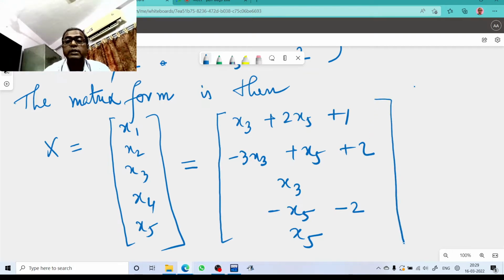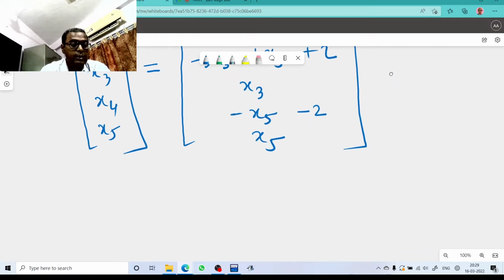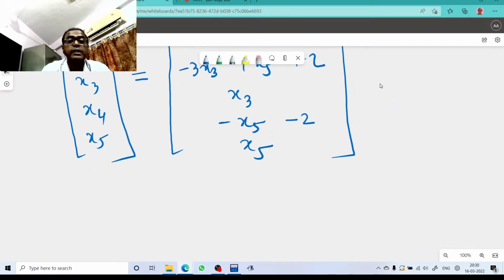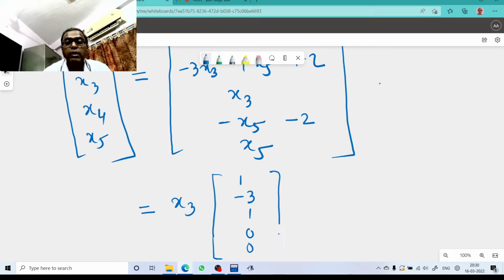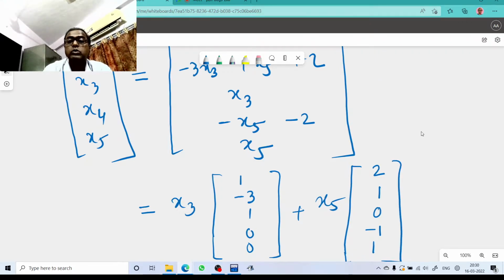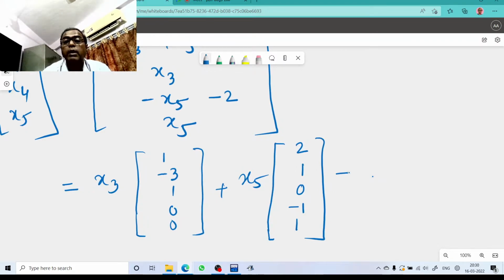So this can be written in this way, and the last vector can be written as x3 times (1, minus 3, 1, 0, 0) plus x5 times (2, 1, 0, minus 1, 1), and the last column is the constant vector (1, 2, 0, minus 2, 0).